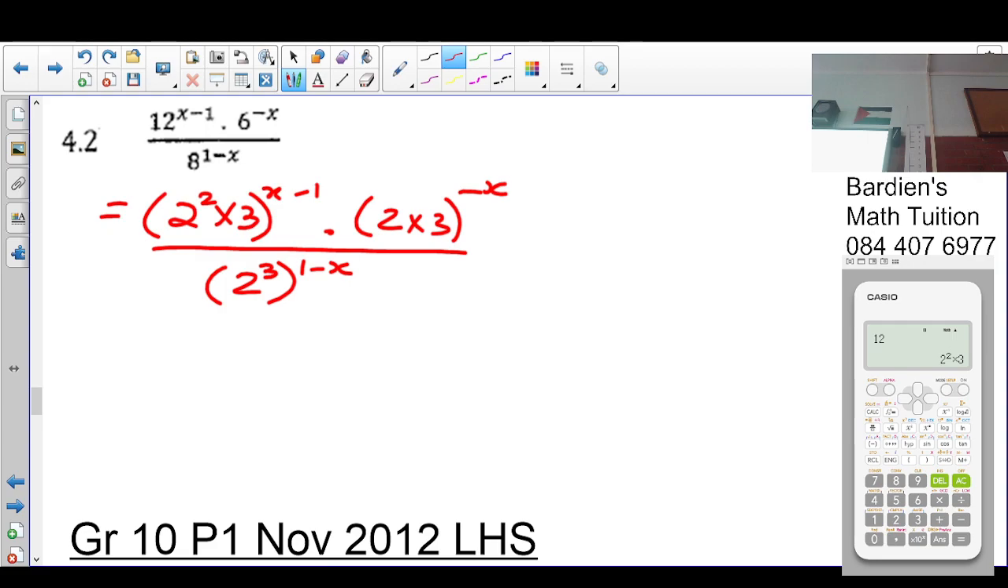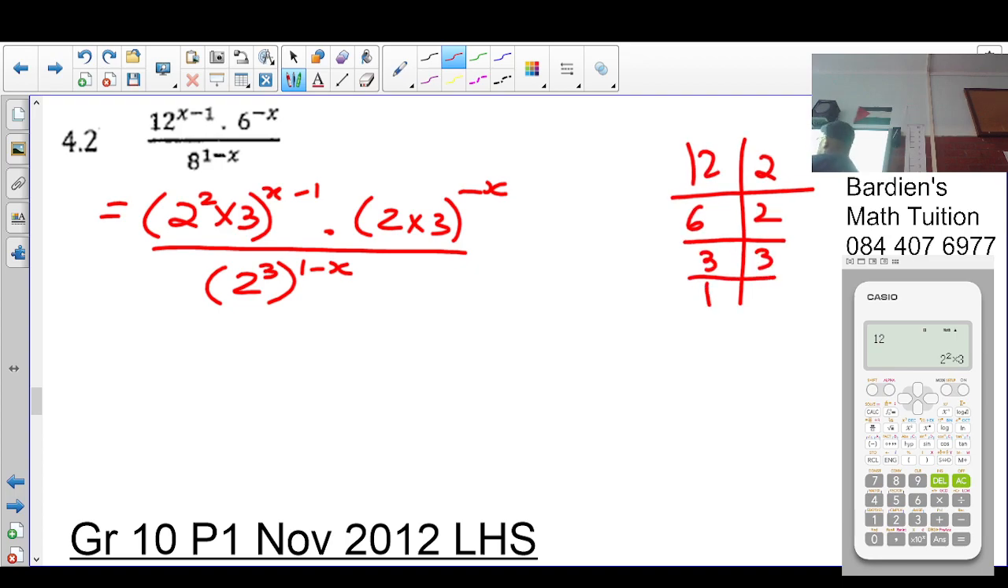Now say you're sitting an exam and your calculator doesn't have that key on it. What you do is you use this ladder method taught in grade 8. So 2 goes into 12 6 times, 2 goes into 6 3 times, and then 3 once. We're using the smallest prime factor until that is exhausted, and then you take the next smallest one that's divisible, and so on. As you can see, the 12 can be written as 2 squared times 3. Okay.